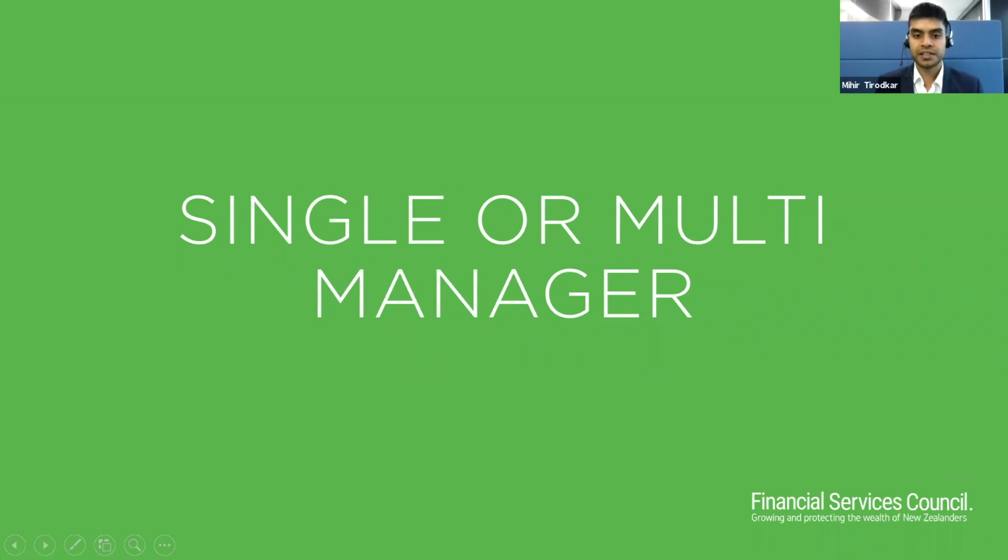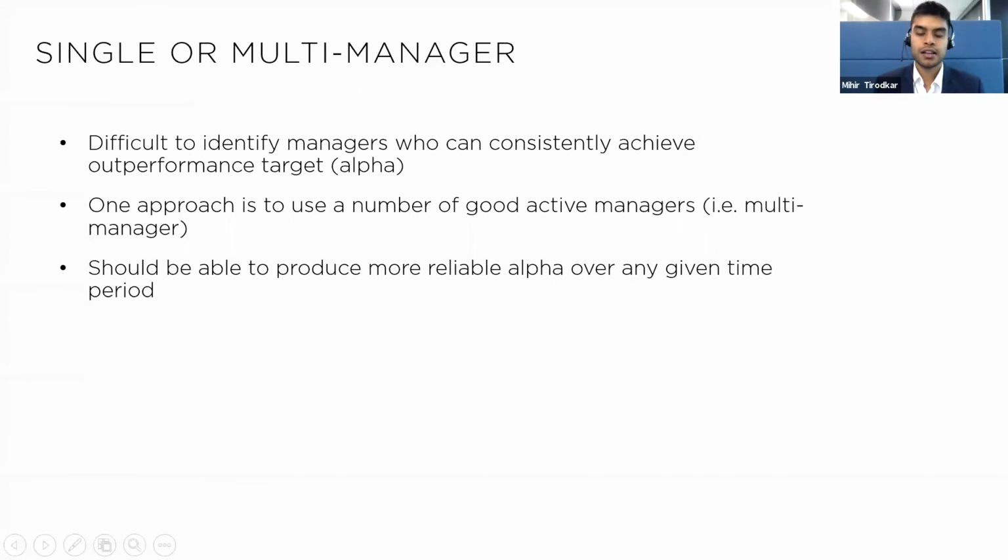I'm going to move on to single or multi-manager. Now, because of the difficulty in choosing active managers, it can also be difficult to identify the managers who consistently achieve an alpha. Alpha is outperformance, or excess returns, in excess of the benchmark that they're trying to beat. It's difficult to find an active manager that consistently gets their outperformance target.